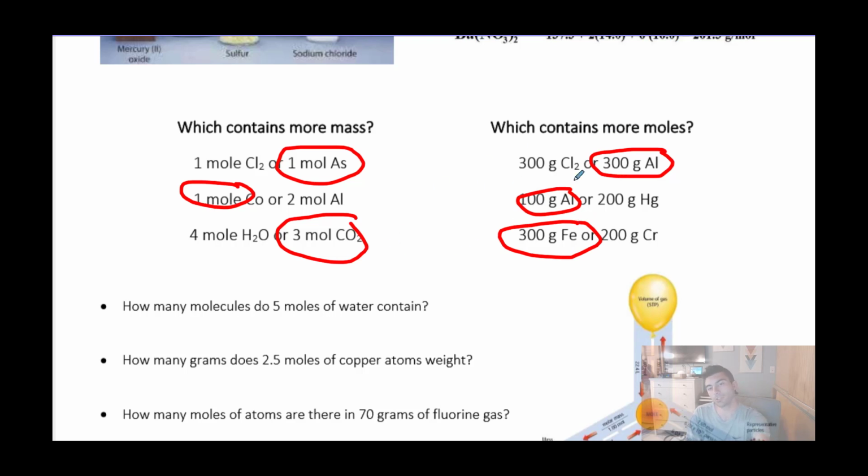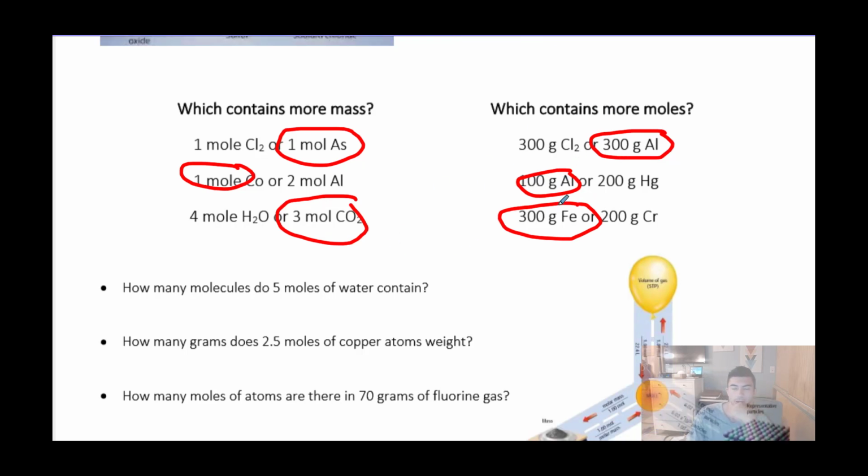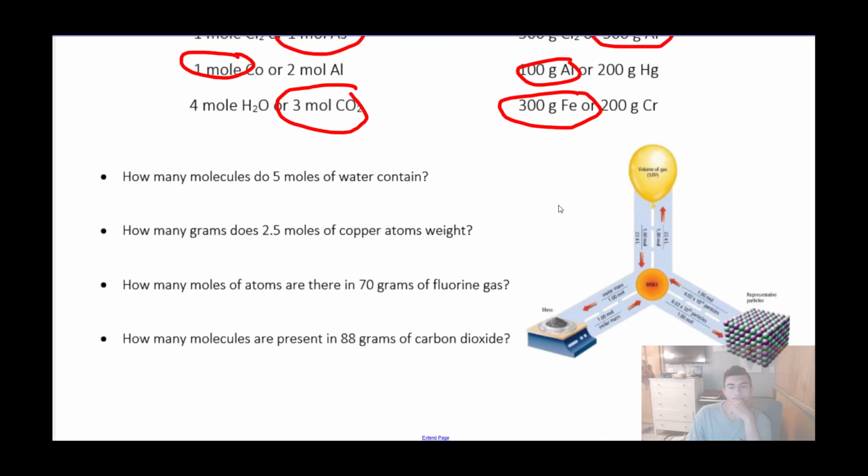So we should be able to do those just by referencing the periodic table. And then these are some of the questions that were more familiar in terms of mole conversion questions.